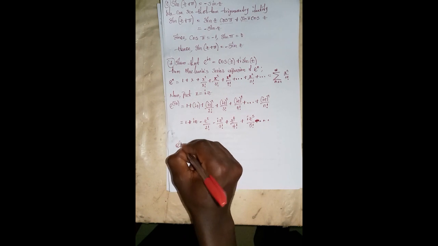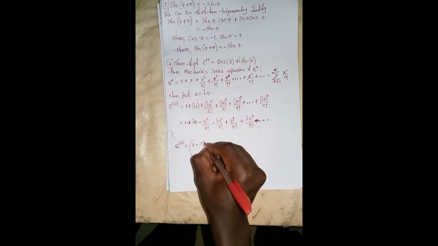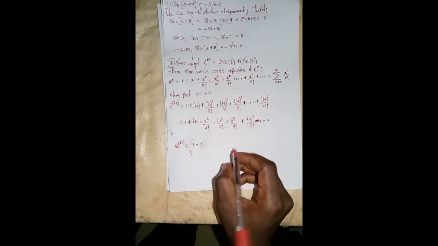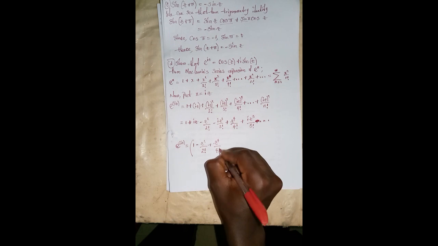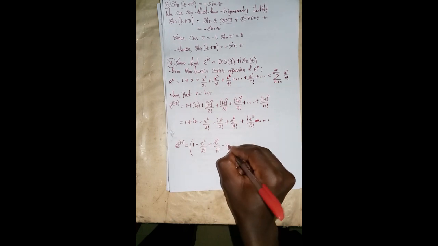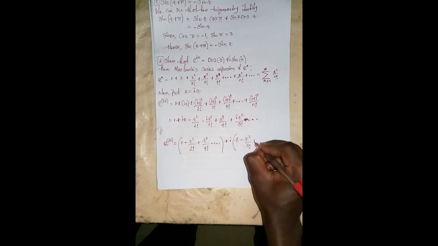Now what we do is group them. We say e raised to the power of iz is equal to, grouping, 1 minus z squared over 2 factorial plus z to the power of 4 over 4 factorial minus and so on, the terms that don't have i. Then plus i times the terms with i: z minus z cubed over 3 factorial plus z to the power of 5 over 5 factorial.